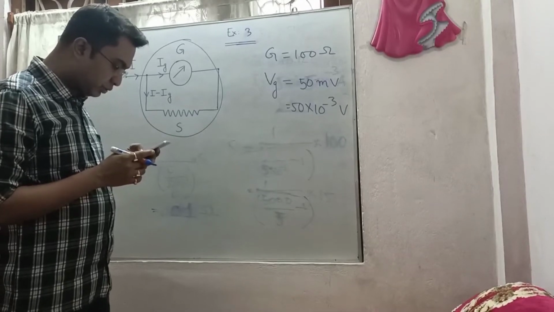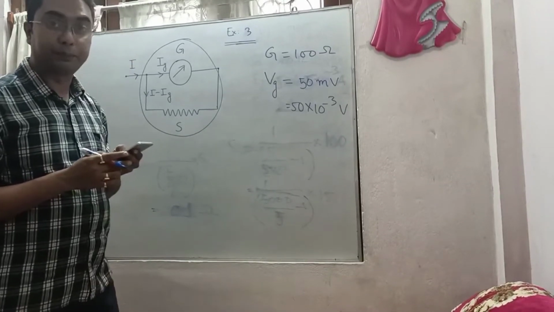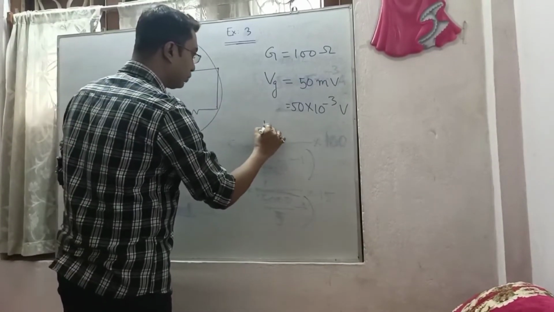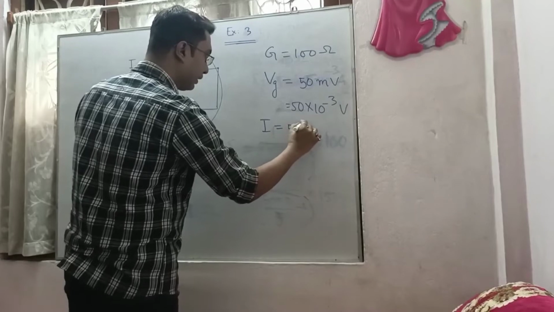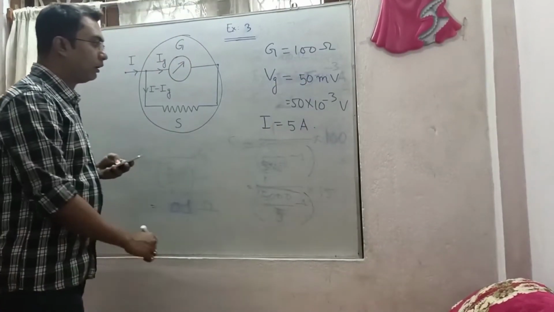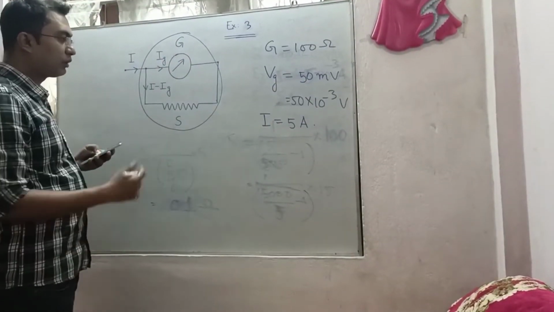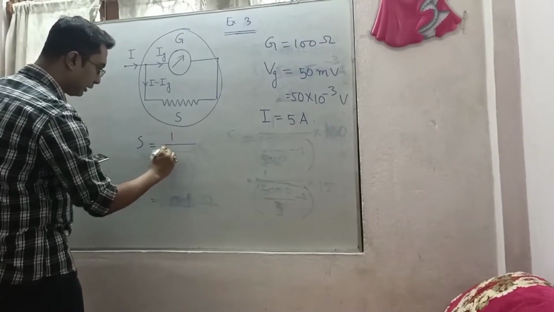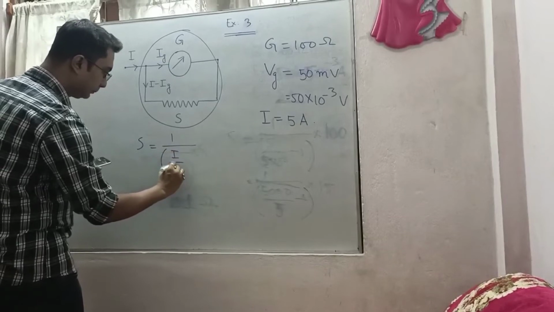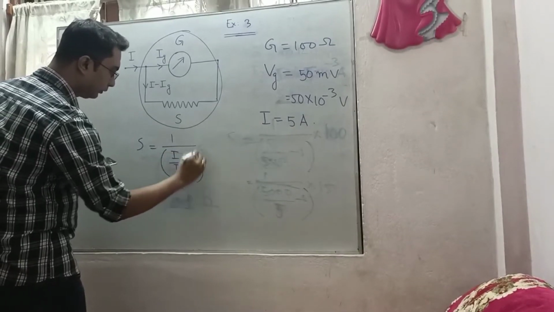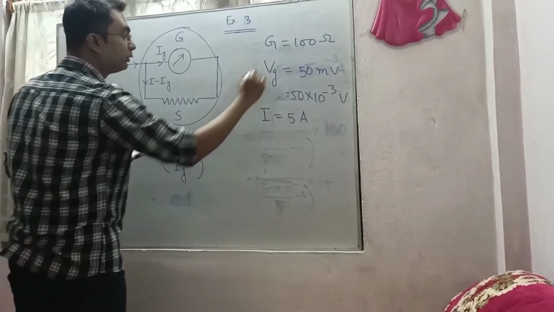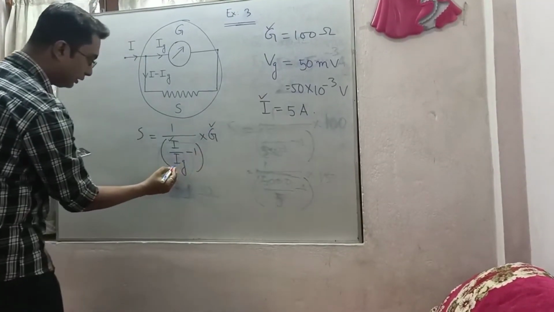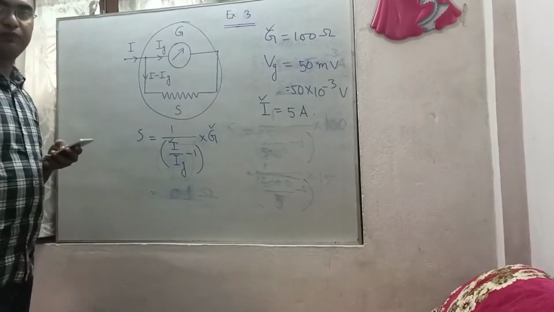Calculate the shunt resistance which will enable the instrument to read up to 5 ampere. That means now we have to convert the galvanometer into an ammeter to measure up to a maximum current of 5 ampere. Now to find the value of shunt resistance, what do we need? We need I by Ig, and G. We have the value of G, we have the value of I, but we don't have the value of Ig here. We have the value of Vg.